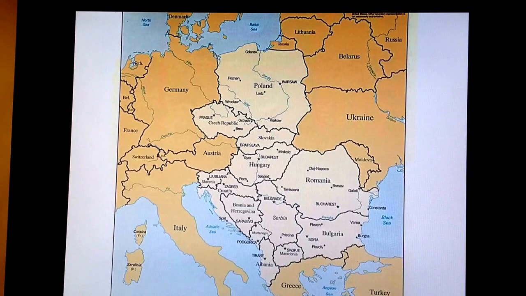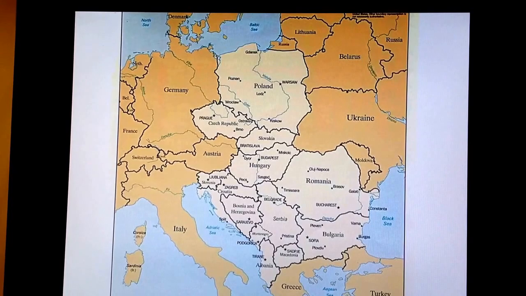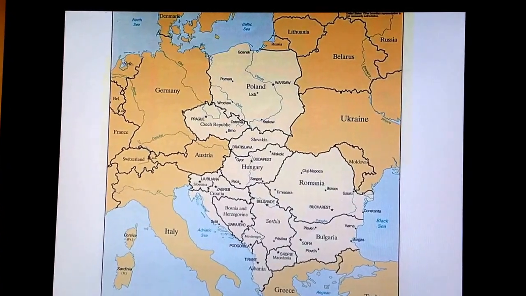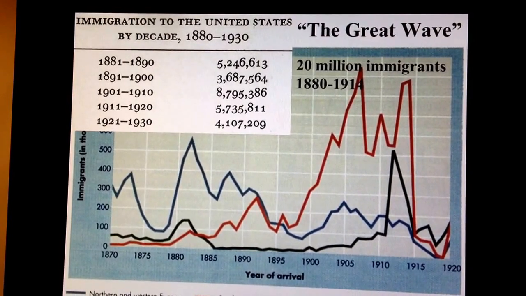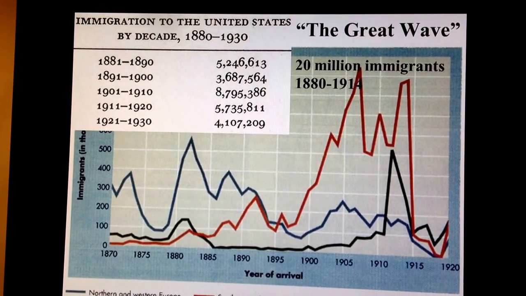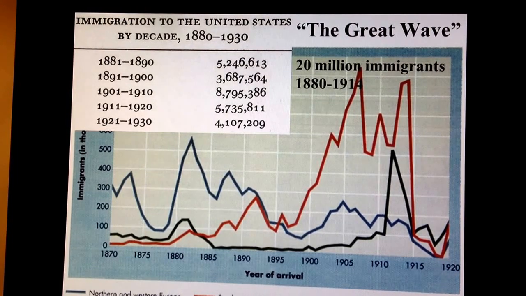So they were discriminated against. They were treated terribly, sometimes attacked. Slavs were often fleeing persecution to come to the U.S. Okay, so we have 4 million Italians, 4 million Slavs, and then 2 million Hungarians, and 2 million Jews.